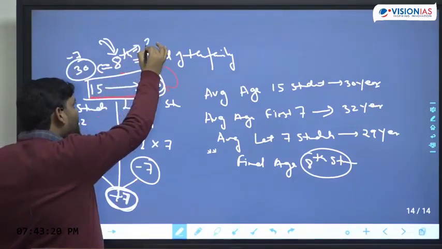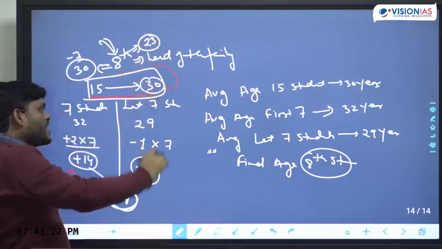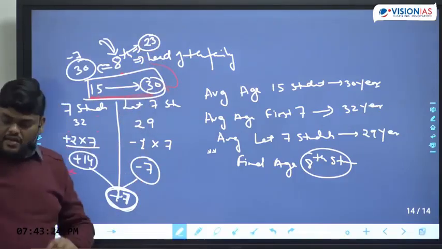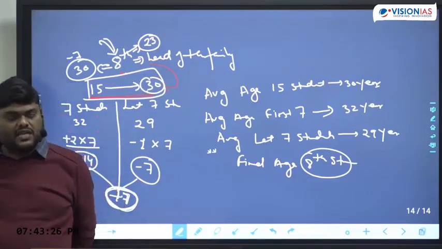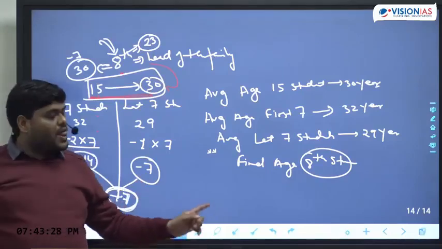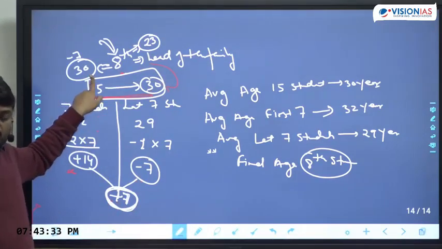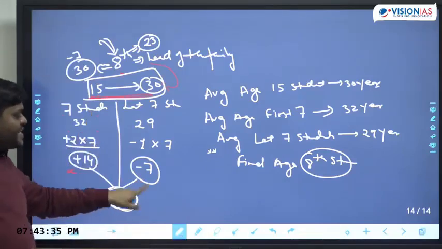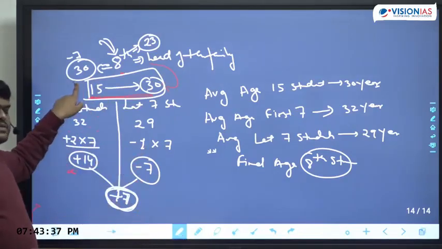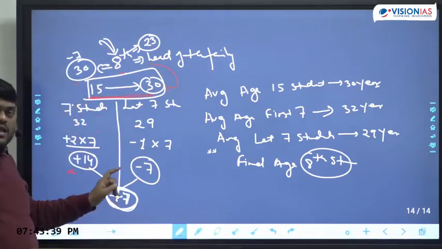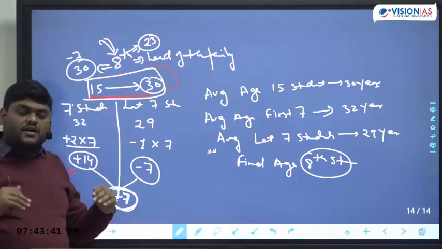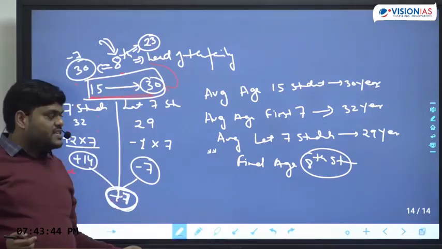So what is the age of the 8th person? The age of the 8th person is 23. You guys made the mistake. Already 7 is there, so he will come 7 less, not 7 more. If -7 was there, then the answer would be 37. Since +7 is there, that means 7 is already there, so the answer will be 23.